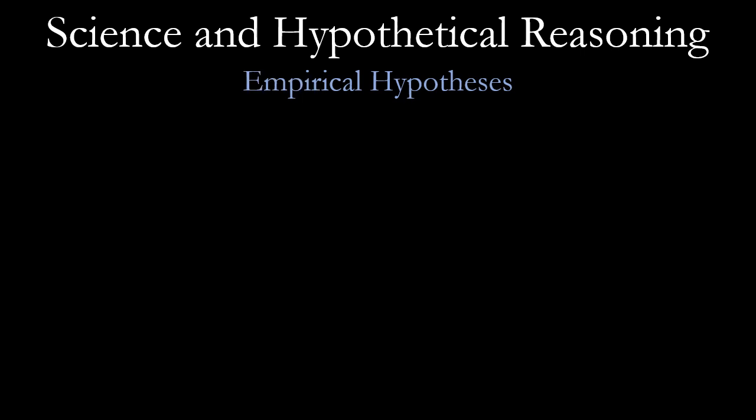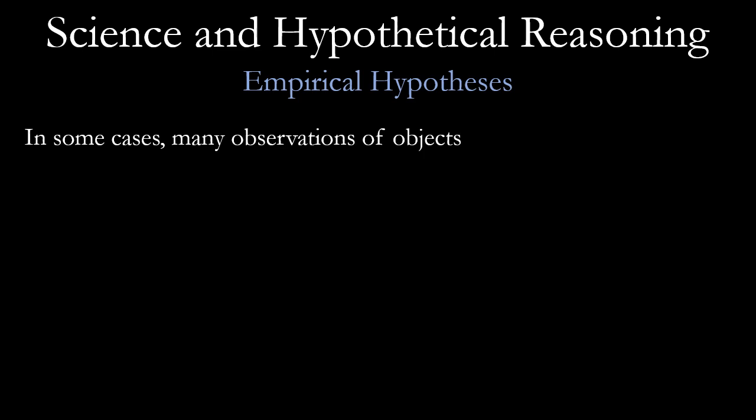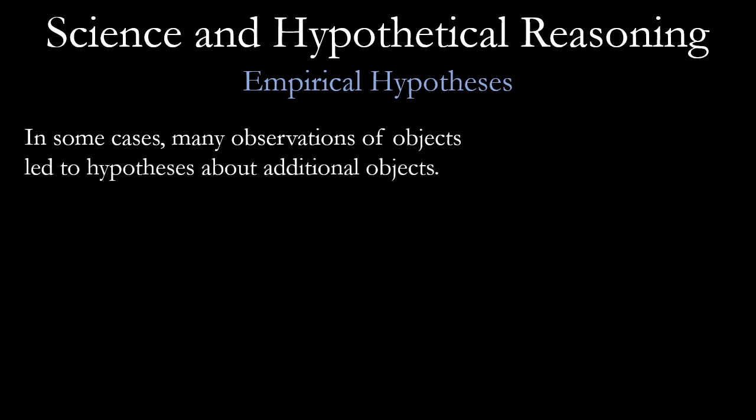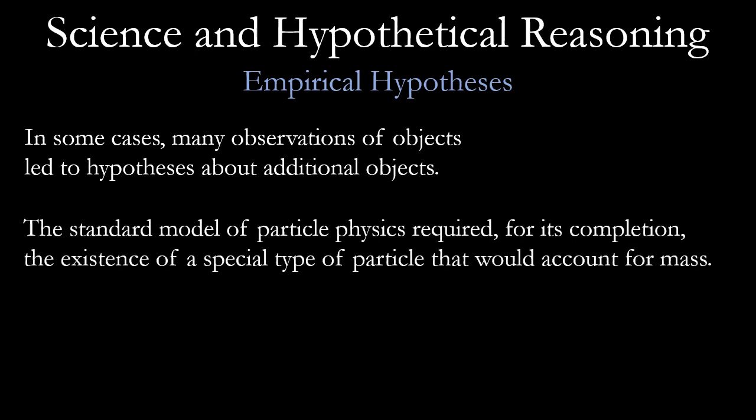An example of an empirical hypothesis: I want to share a recent case here. In some cases, many observations of objects lead to hypotheses about additional objects, right? So the standard model of particle physics required for its completion the existence of a special type of particle that would account for mass. Now this particle had not been observed, right? We had not seen it, but so far all of the theory and all of the data lead to a strong suggestion that everything would be complete if there were this kind of particle that existed, right?